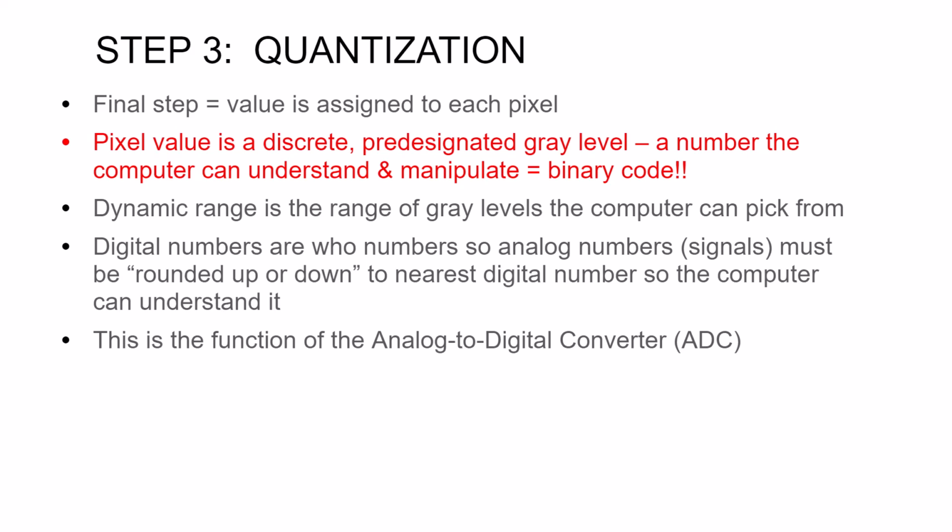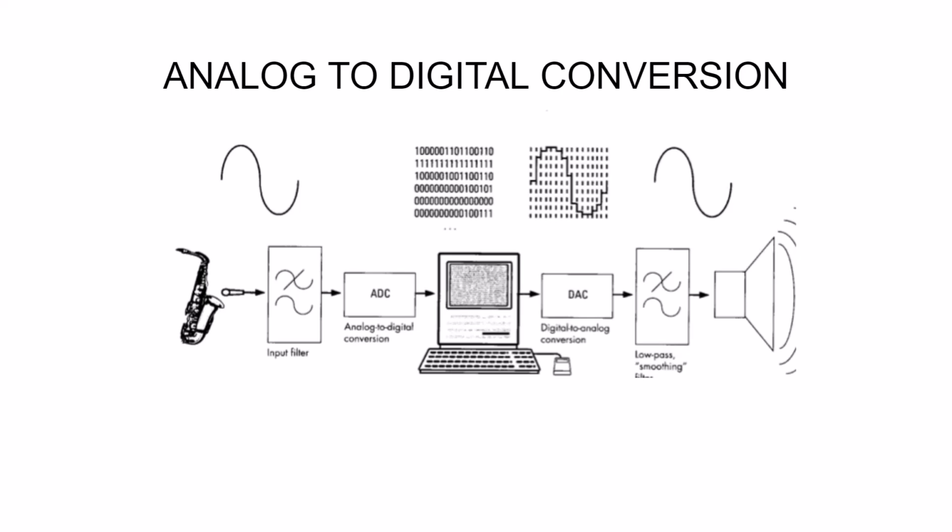Dynamic range is the range of gray levels, or the number of shades of gray possible that the computer can pick from. The computer takes the numbers in analog form and rounds them up or down to the nearest digital number so the computer can understand it. This is the function of the analog to digital converter. This image shows you what's happening.